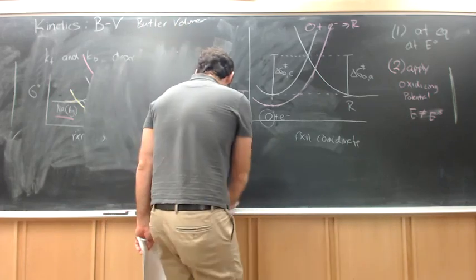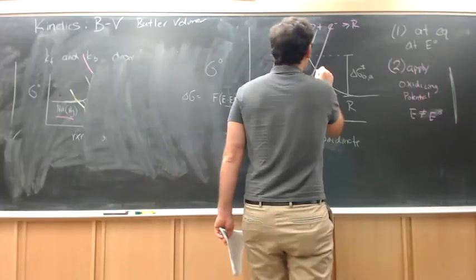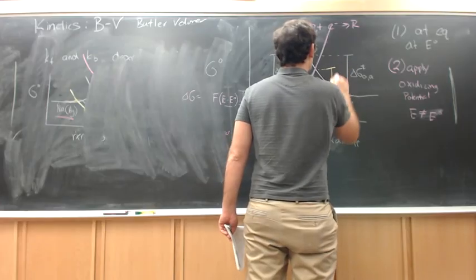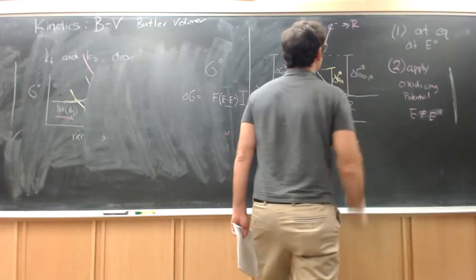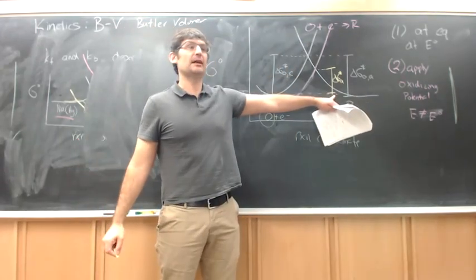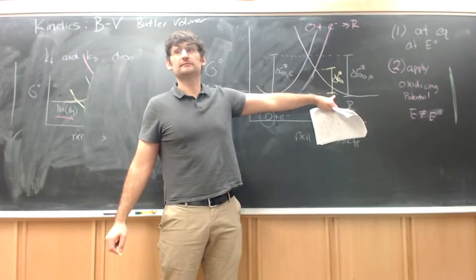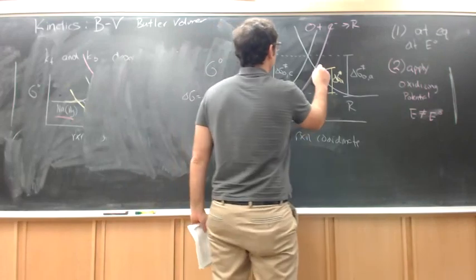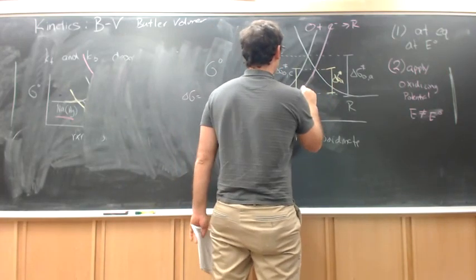Okay, so what happened to the barriers? Now let's look at what happened to the barriers. So did this barrier here, we'll call this delta G double dagger A. It's not the standard state barrier, it's now the barrier under some applied bias. Did it get smaller or bigger? Smaller. That makes sense because its direction is going this way, right? And then let's look at this one. Did it get smaller or bigger?